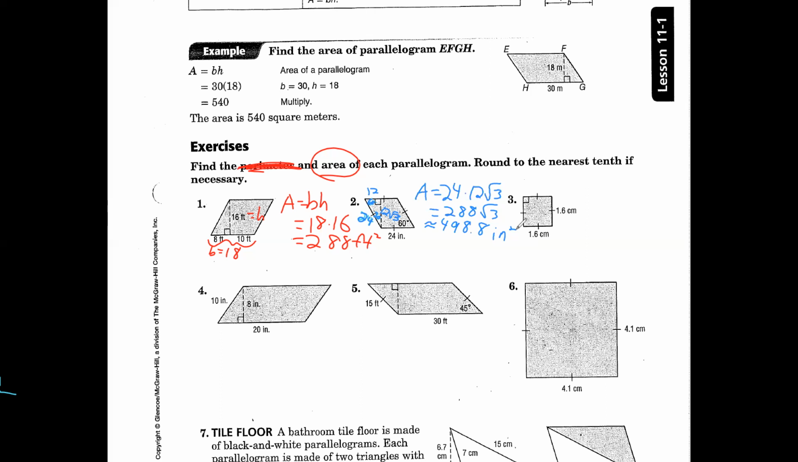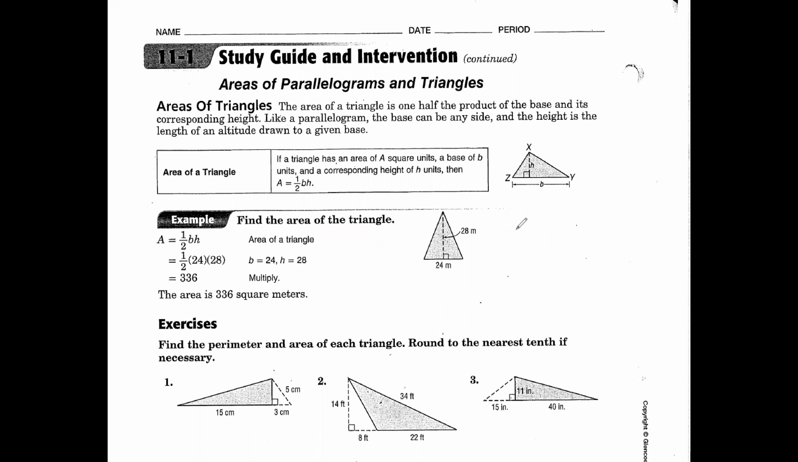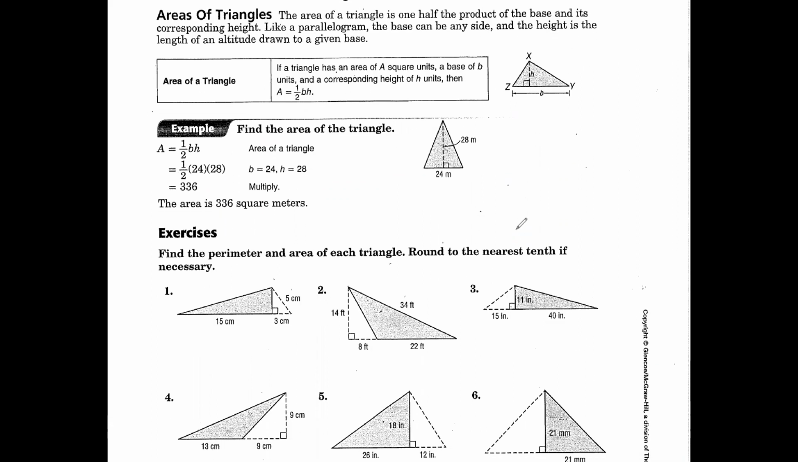Moving on. So on this part now we're looking at a triangle. For our triangles, again, the formula is 1/2 base times height. Most of these, they give us enough information to where we don't have to do a whole lot of extra work. However, there are some where we have to do something extra.